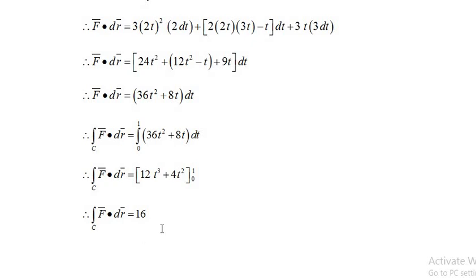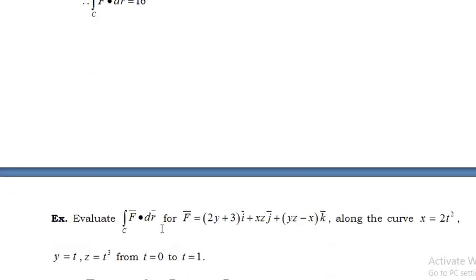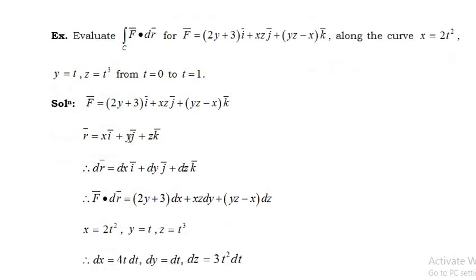So these are the two problems in which we were given the path as the straight line joining the two points. In the third problem, the path is slightly different. Let us see.